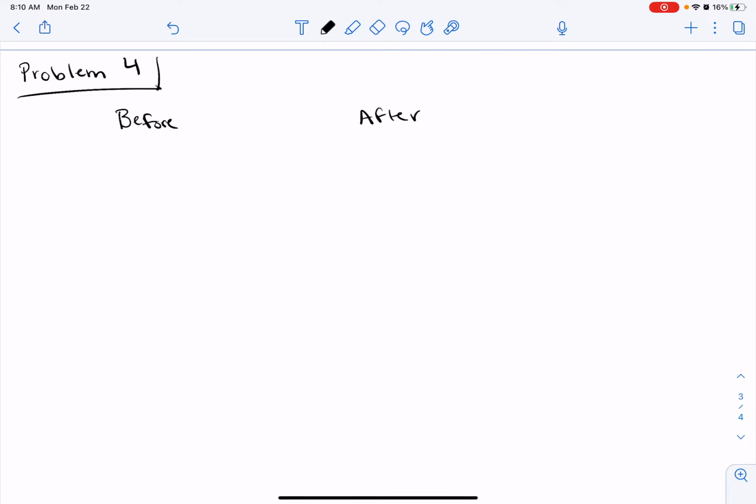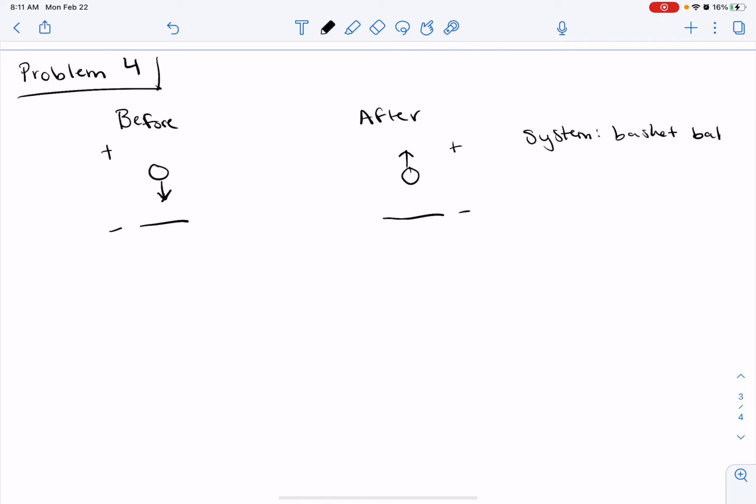Okay, in our before, we have our basketball and it's moving down. Let's say up is positive and down is negative. And then after it has bounced off the ground, it's now moving up. Okay? And our system is our basketball. All right, now we're going to put our numbers we're given. So I know from the beginning our mass of the basketball is 0.6 kilograms. And our velocity, it says, is 6.5 meters per second.